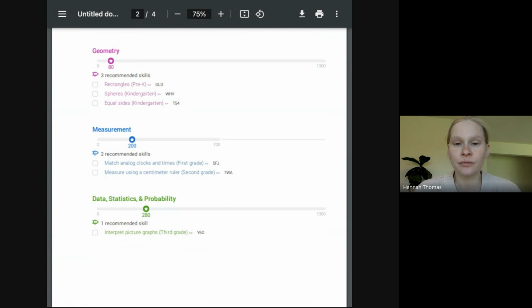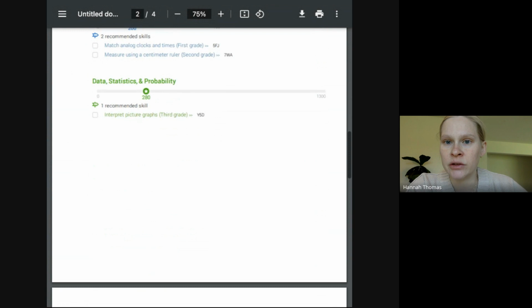And so if you are following a 2nd grade curriculum, you will likely see measuring using a centimeter ruler at some point throughout that curriculum school year. Same with this 1st grade standard. This would be something that would be included in 1st grade curriculum.